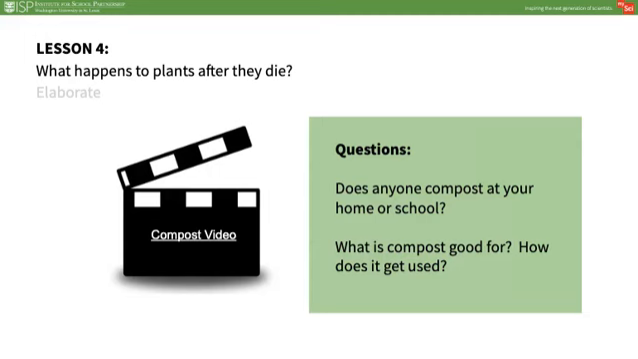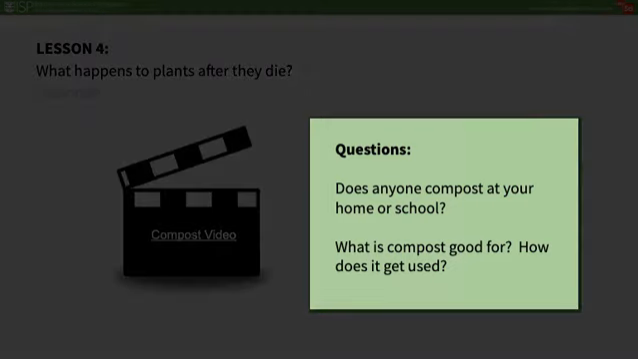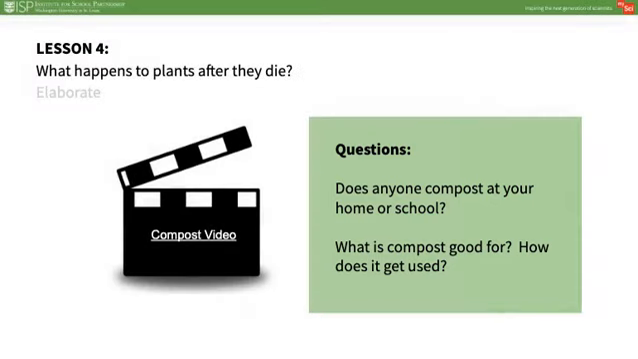In the elaborate portion of this lesson, students will consider what happens when food is composted. Ask these question prompts to get an idea of your students' knowledge of composting. If your school composts leftover lunch meals, discuss that. Ask the students what compost is good for and how it gets used. Because it is made of dead plant material, it has many nutrients that can help plants grow.